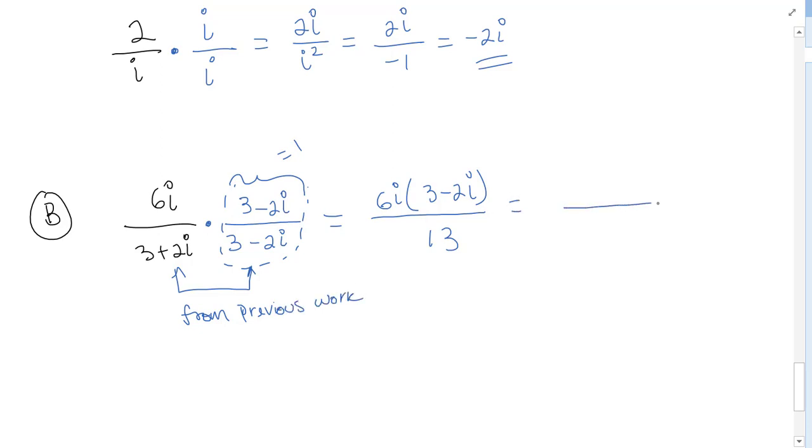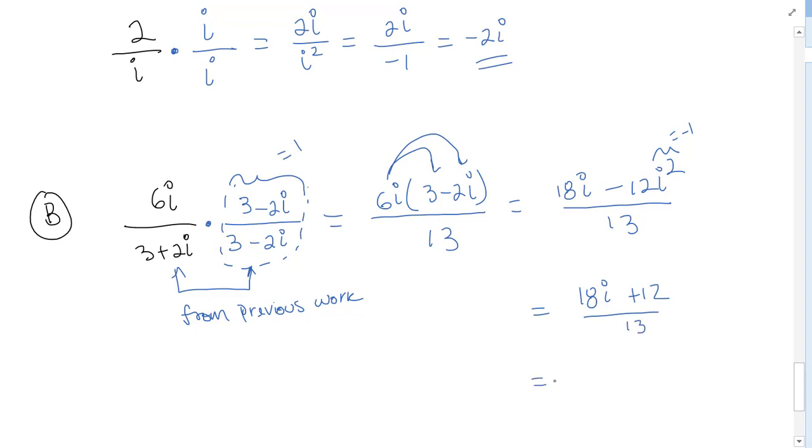So I just need to multiply the 6i. I'm going to have 6 times 3 is 18i minus 6 times 2 is 12, i times i is i squared, over 13. So I get 18i minus, remember i squared is -1, so it's really -12 times -1, so plus 12 over 13. And normally we write the real part first, so this will be (12 + 18i) divided by 13.